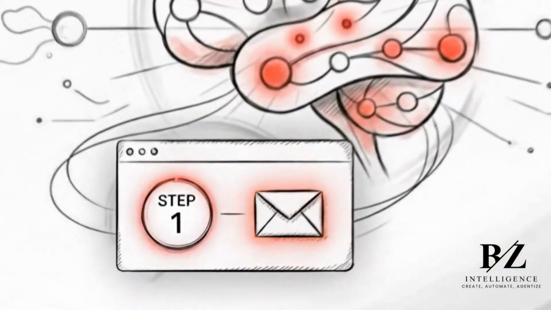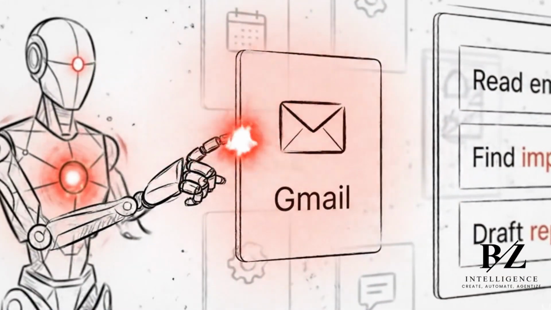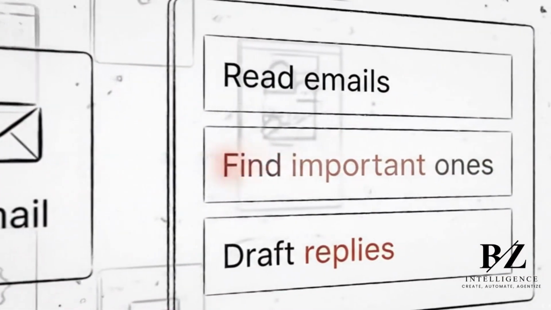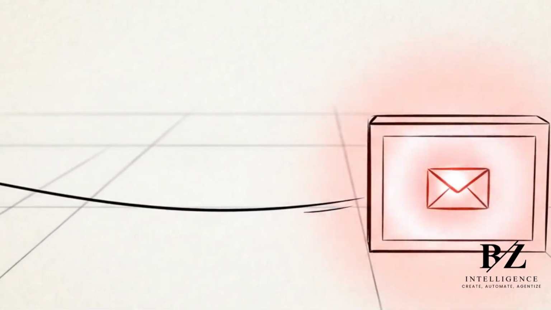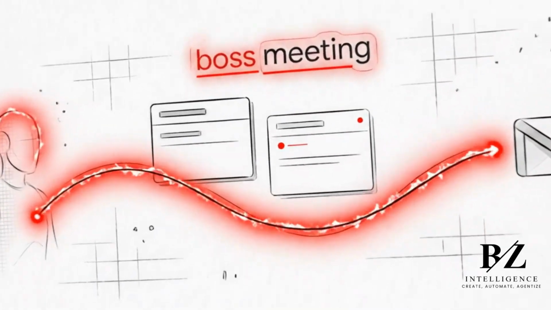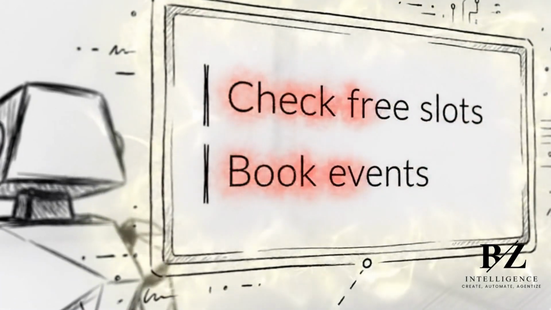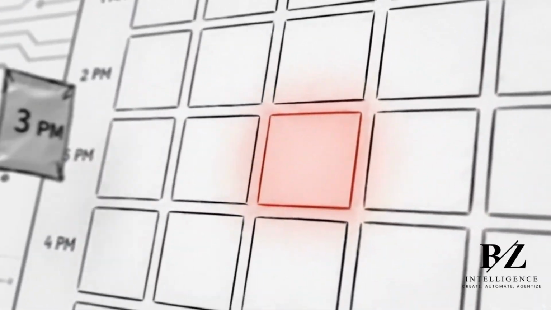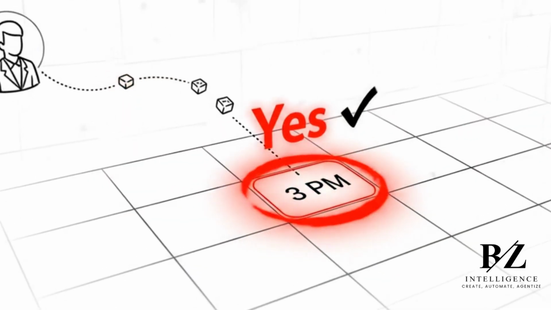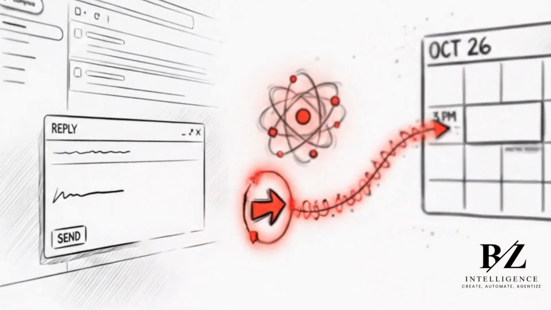First it says to itself, "Okay, step 1, Gmail." It grabs the Gmail tool: read emails, find important ones, draft replies. So it quietly sends a request through Gmail's API. The Gmail kitchen replies, "2 new ones. Boss wants a meeting tomorrow." Next, the agent picks the Google Calendar tool. Schema says, "Check free slots, book events." It sends another API request. "Is 3 p.m. tomorrow free?" Google answers, "Yes." So the agent books the meeting right there, then goes back to Gmail and sends a quick reply.